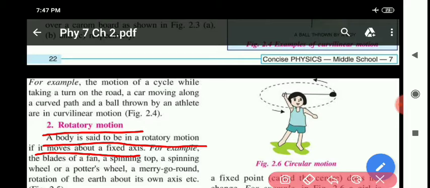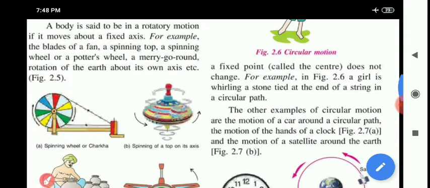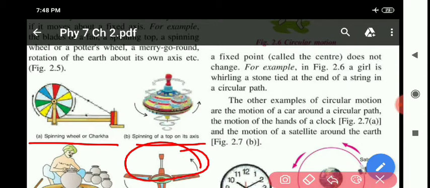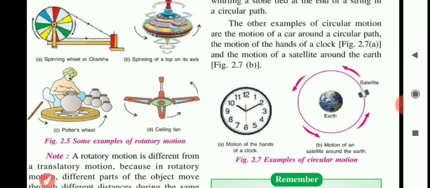For example, the blades of a fan. When a fan is moving, that is rotatory motion. A spinning top, a spinning wheel or a potter's wheel, a merry-go-round, that is the swing, and the rotation of the earth about its own axis are examples of rotatory motion. See, figures are also given: spinning wheel or charkha, spinning top, fan rotating, and potter's wheel. See how the potter's wheel is moving. These are the examples of rotatory motion.